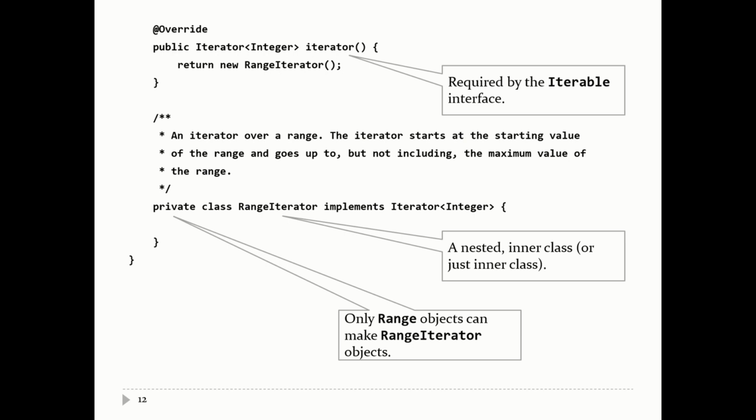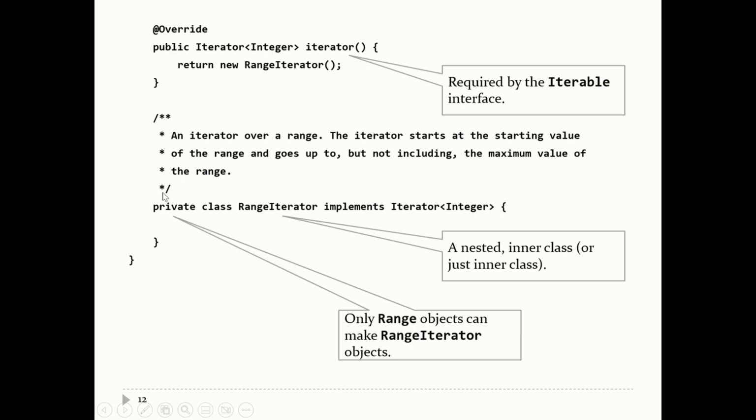And so this is the first example of what's called a nested inner class in Java. A class that's defined inside of another class is called a nested class in Java. This particular one is special. It's also an inner class, but we'll get to that in a second.